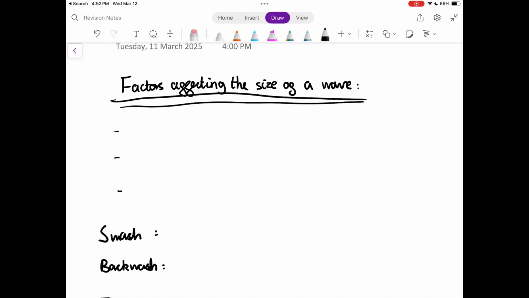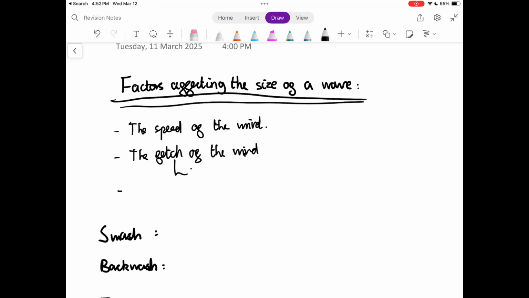So one factor is the speed of the wind. And this is because if the wave can get enough momentum from the speed, then the size of the wave will be bigger. So the next is the fetch of the wind. And if you don't know what fetch is, it's the distance the wave travels.